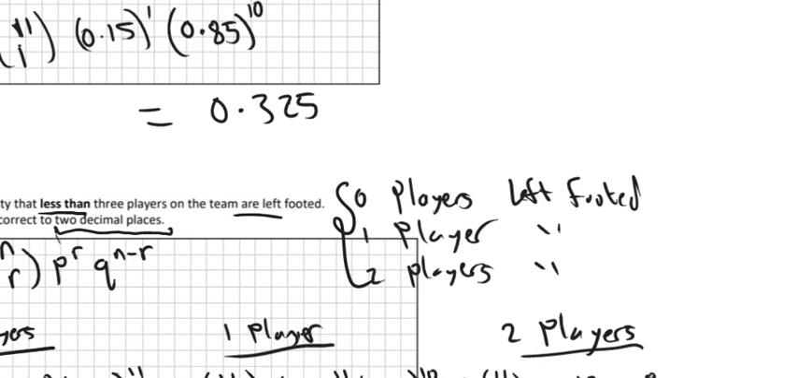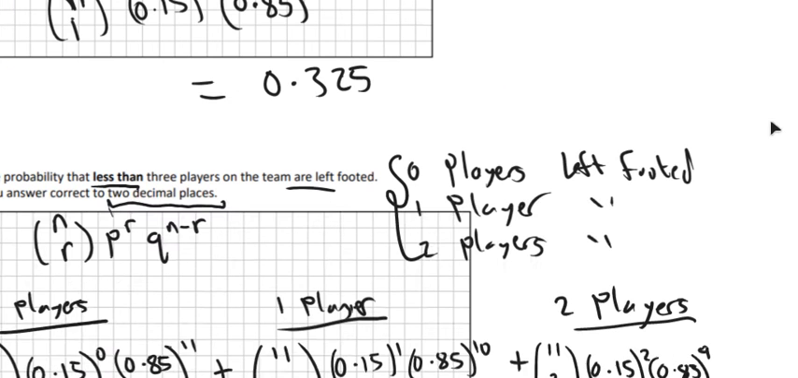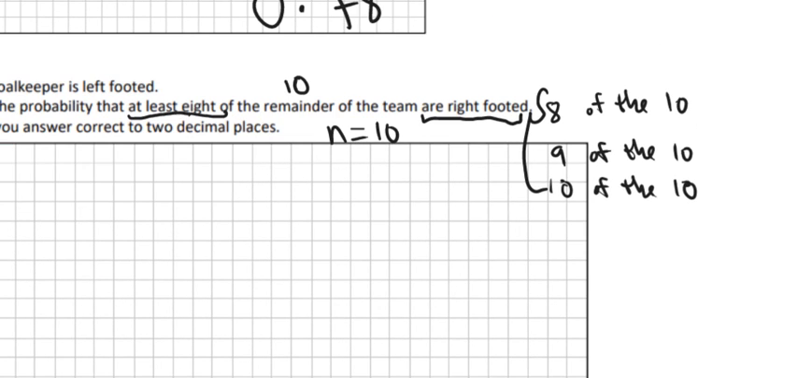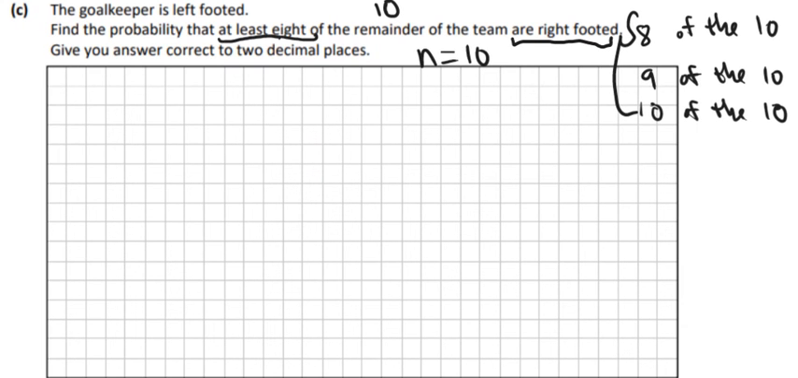So remember at the start we said P is the favourable, so when you're putting P into the formula, P is the favourable outcome. So in this case our favourable outcome is that they're right-footed. That's what we're working out really, that's what we want. So we're going to let the probability of them being right-footed be 0.85, so P will be 0.85 and Q will be the other one, it's 0.15. So we know what N is, we know what P is, and we know what Q is, and the R will just be the 8, the 9 and the 10. So we have to do the same thing again.